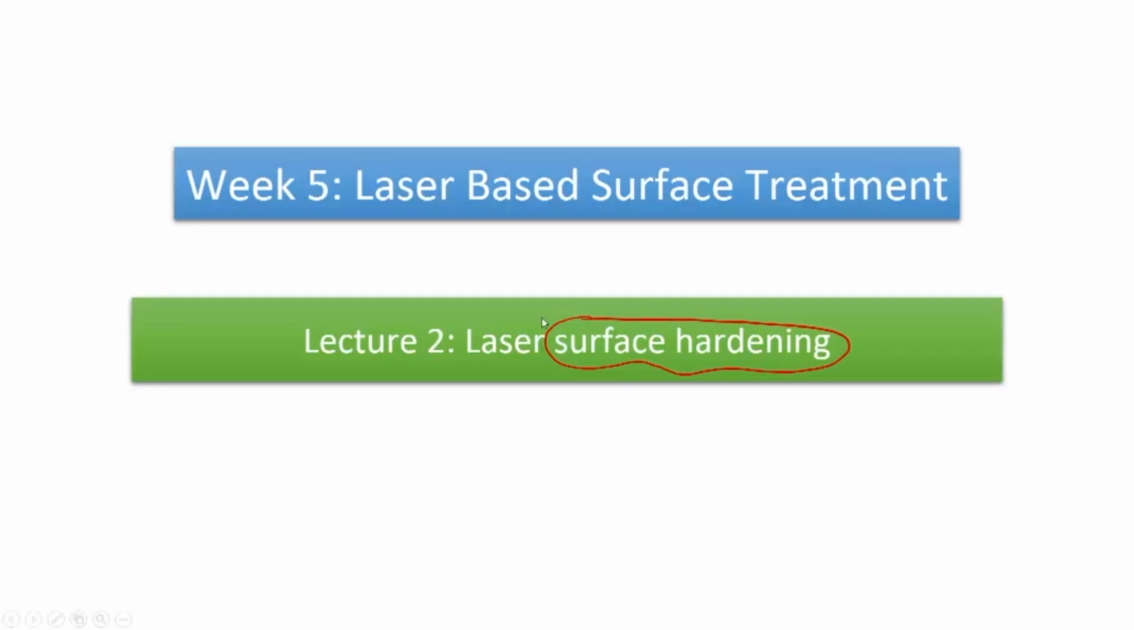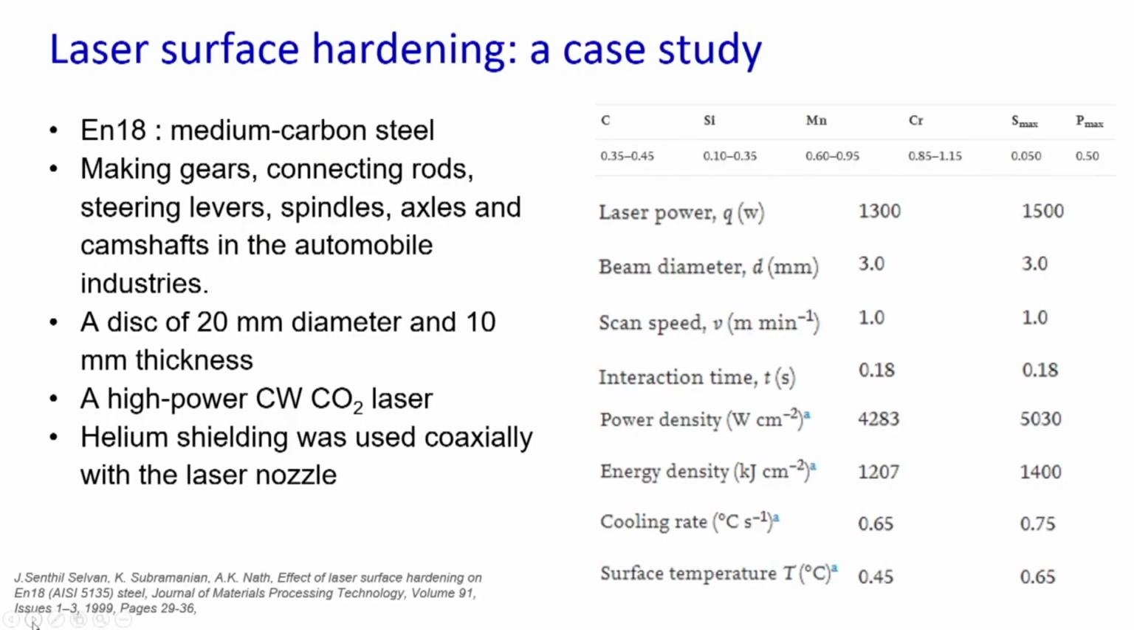The fundamentals of using lasers for two different applications, that is hardening and cladding, we have seen in our previous class. In this lecture we will have a case study, and through that case study we will study how the lasers can be used to harden the surface. Now, to understand the process of laser surface hardening, let us take a material, and that material is EN8.